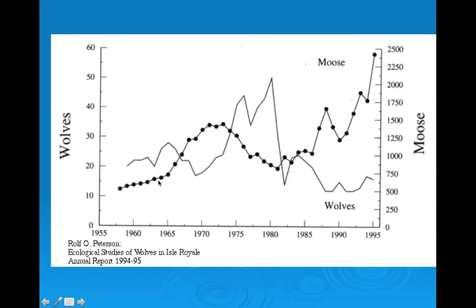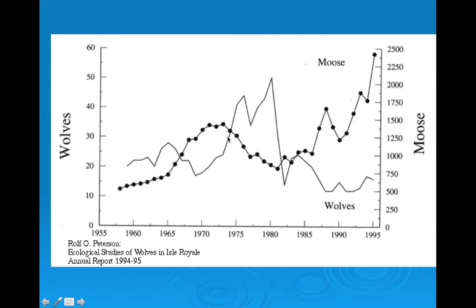And so when the moose population starts to increase because of less wolves right here, the moose population will increase because there's less wolves. So now you have a lot of moose here in 1970. At this point, the wolf population is quite low. So you have quite a bit of food here and not many wolves. So now that there's an abundance of food, the wolf population starts to increase.